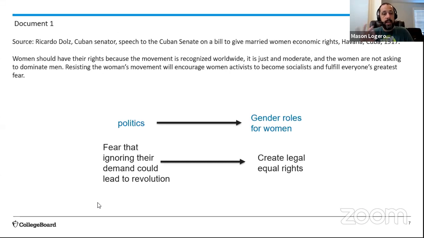So he gave you 3 documents. Let's run through these really quick. This first one is from a Cuban senator who is arguing that women should be given equal legal rights, because if they're not, then their demands are going to lead to a revolution. So it's not that he's necessarily pro women's equality, but he's willing to deal with it so that there's not a revolution. But again, notice here we have politics affecting gender roles for women.